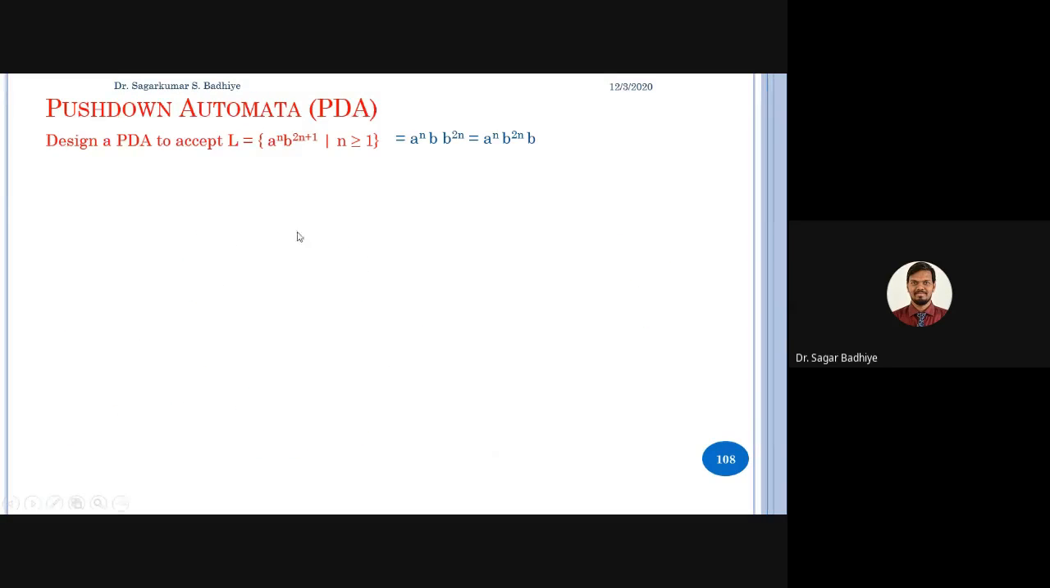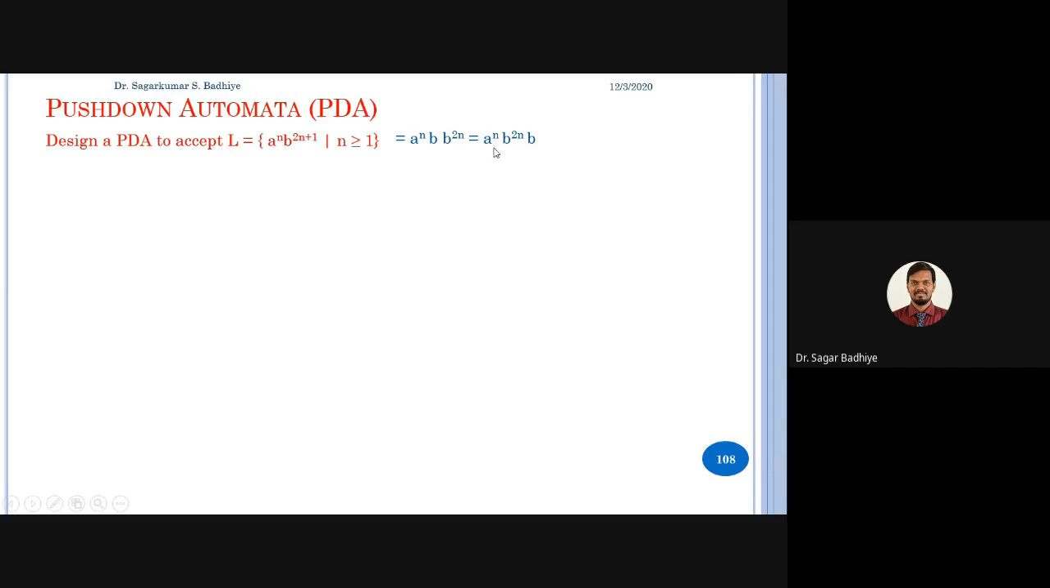So this is what you need to do. Again, try at your home. I have solved this, but I want you to try. So you need to design a pushdown automata that will accept the language a power n, b power 2n plus 1. Now here there is an additional one. This language is equivalent to this. That is, there will be n number of a's. Then you read a b, that is traverse a b, and then there are twice n b's. That is, one additional b is there.